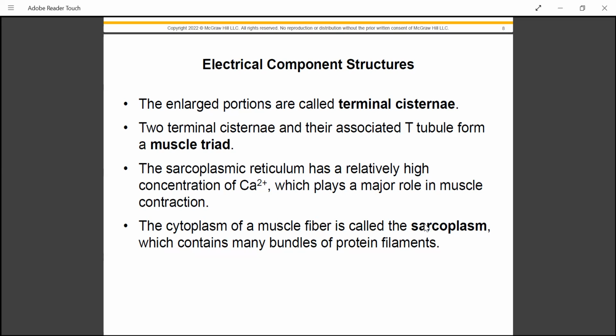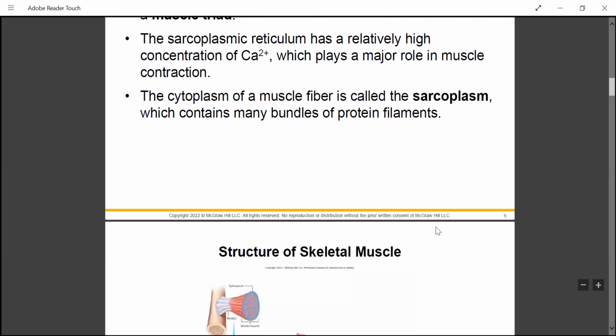The cytoplasm of our muscle fiber is called the sarcoplasm, which contains many bundles of different protein filaments. Anytime you see sarco, it's going to be muscle. So you can see the trend. Our sarcolemma is the cell membrane for our muscle. The sarcoplasm is the cytoplasm for our muscle fiber.